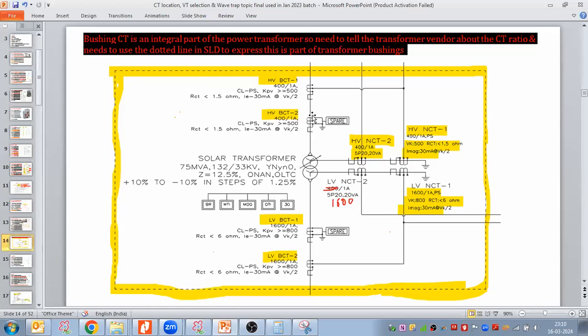As you can see here, this is my REF protection. Here this is spare, but that would not be spare, which means one CT core is also required for the WTI purposes.